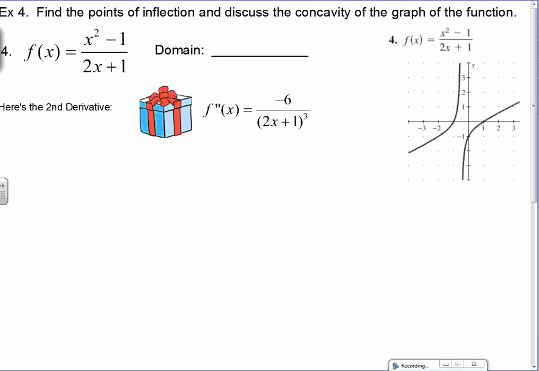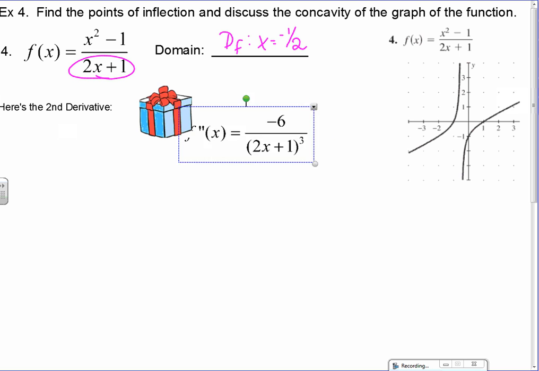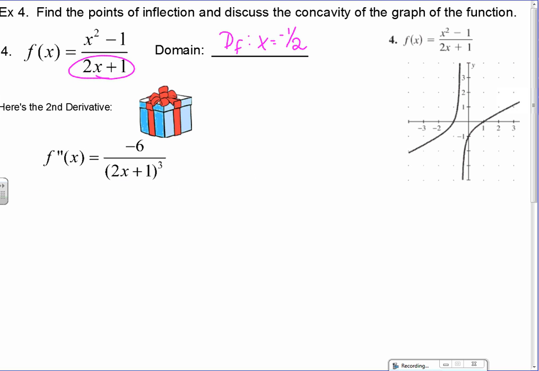Finally, we have the last one. Find the points of inflection and discuss concavity of the graph. So domain, well, there's domain issues, right? The domain of f, we would not want x to be negative 1/2. We'd have to do quotient rule, and that would get us a first derivative. Then I'd have to do quotient rule again, and that would get a second derivative. But I thought, let's just pick up on the second derivative and work from there. Think of it as my gift to you guys. So here we go. We have f double prime is equal to this.